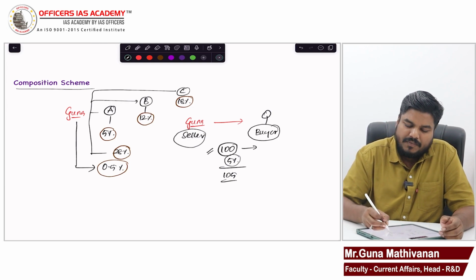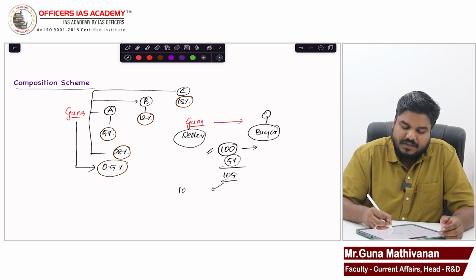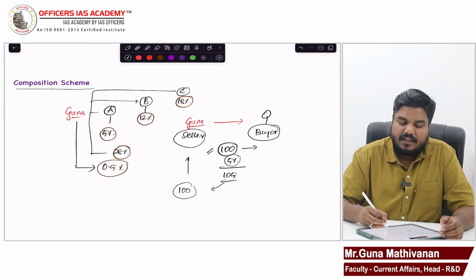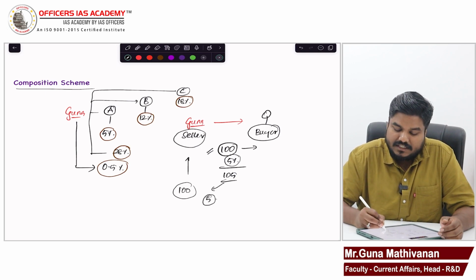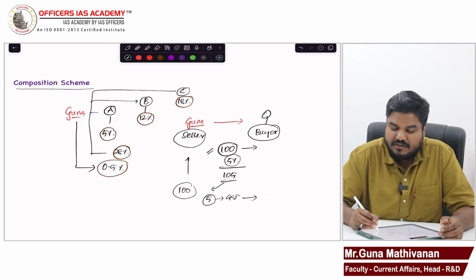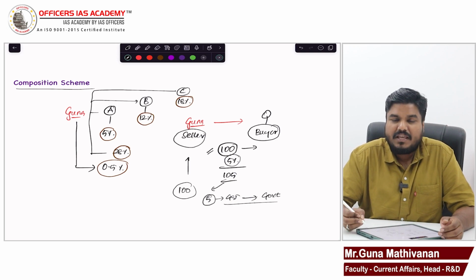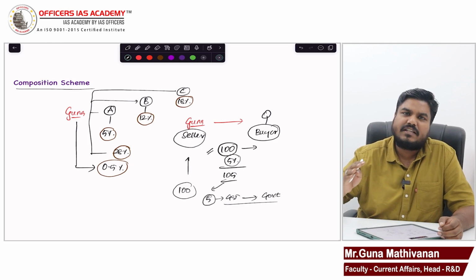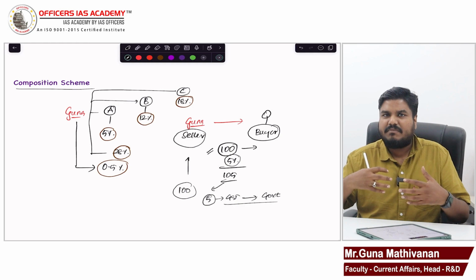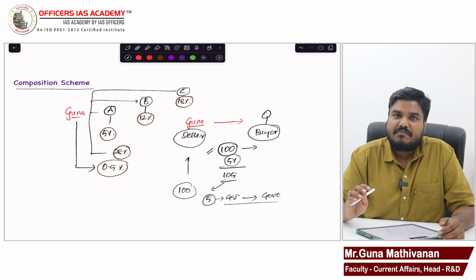So what will Guna do? Of this, 100 rupees Guna will retain. The other 5 rupees, that is the GST amount, the tax amount, will be given to the government. That is called GST filing. Every month Guna has to file those returns. Every month, whatever GST he is collecting from the consumers, he will give it back to the government.